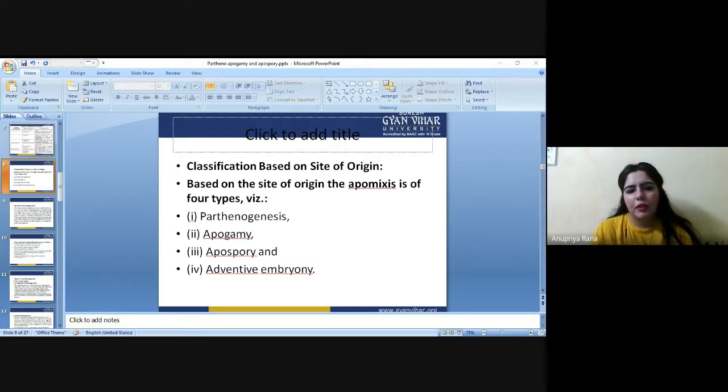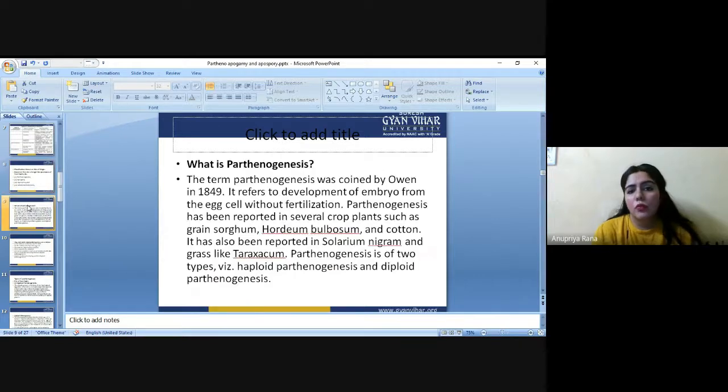So in today's lecture, we are going to cover the parthenogenesis process, apogamy, apospory, and adventitious embryony. Let's take a look at parthenogenesis. This is very important, and it is followed in most plants. Even if they are not naturally present, we induce them artificially, because when I explain the advantages, you will see how important they are in today's fruit and organic food.